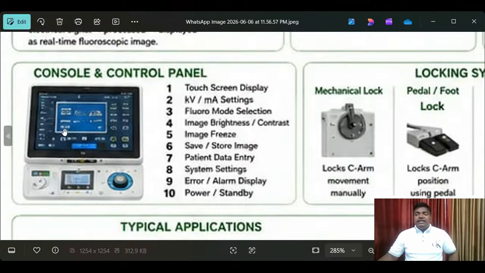We can operate the touch screen also. Okay, see controls here. First of all, touch screen display and kV, mA settings and fluoro mode selection and image brightness or contrast, image freeze. I'm going to read, please listen carefully. And save or store an image and patient's data entry and system settings, error alarm, and display power or standby. See this, everything. This complete unit, the complete CM system, depends on this console only.